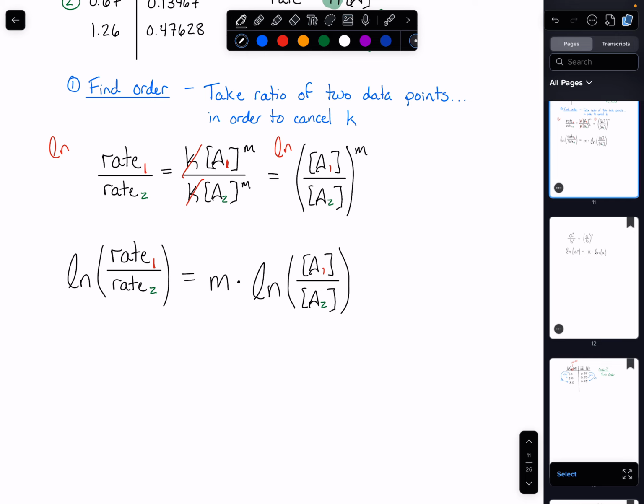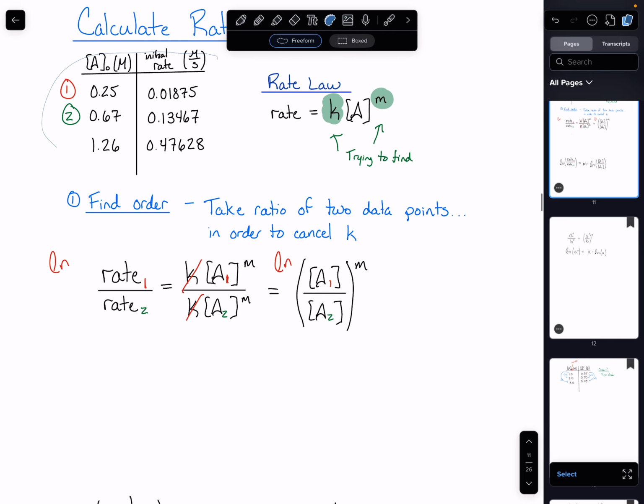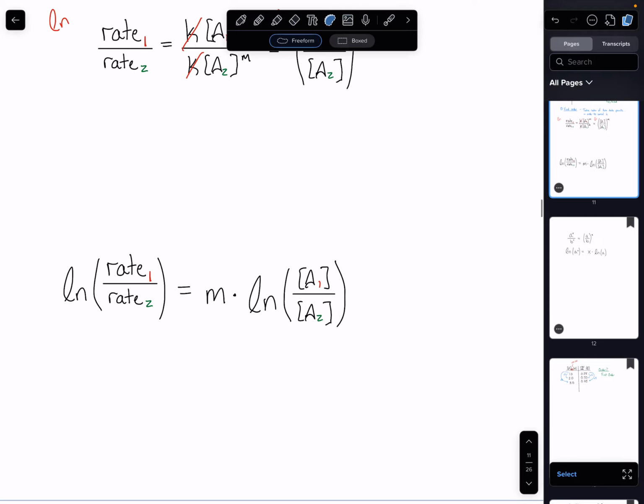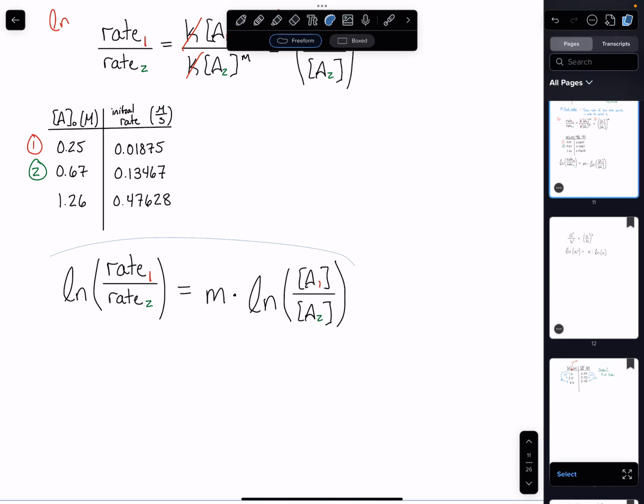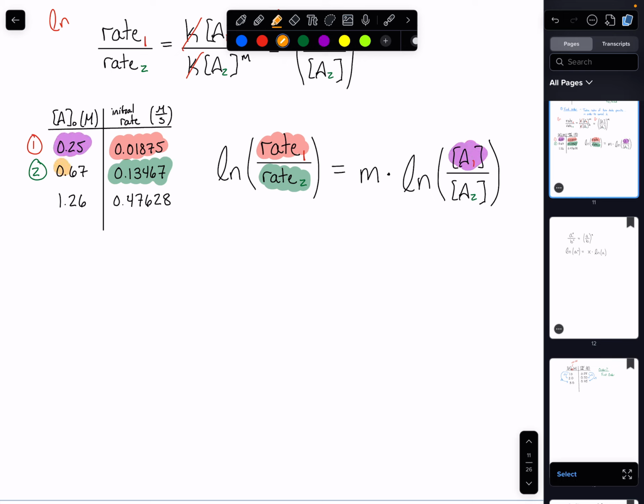Cool. So this might look big, ugly, and scary, but let's just take a look at where we started here. I'm going to recopy this table down here. In my expression here, do I know what rate 1 is? Yeah, that's just the rate of that first data point. So I'm going to plug that in there. I know what rate 2 is. That's just the rate of that second data point. I also know what my concentration is of that first data point and my concentration of my second data point.